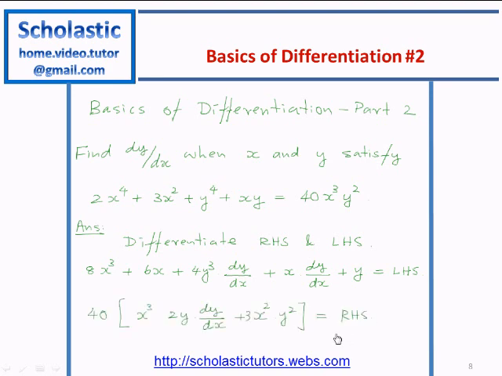Similarly, we can write an equation for the right hand side. That means if we differentiate the right hand side, 40 x cubed y squared, 40 x cubed, again this is a product here, x cubed times y squared. If you differentiate y squared, it will become 2y dy by dx, plus differentiate x cubed, it will become 3x squared times y squared. This is the right hand side.